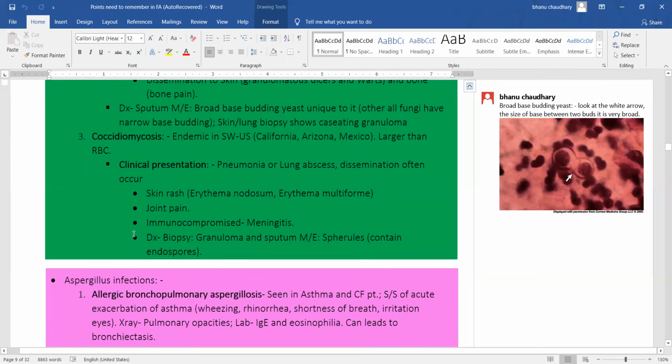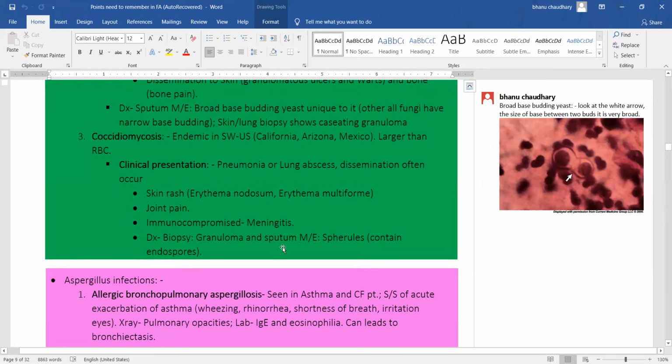So only in the immunocompromised patient will you get the meningitis, but you get the skin and the joint symptoms in case of a normal, immunocompetent patient. Okay. And how will you make the diagnosis? You will first do the biopsy, and on the biopsy you will get the granuloma formation. You can do the biopsy from the skin rash. You can do the biopsy from the joints or lungs, of course.